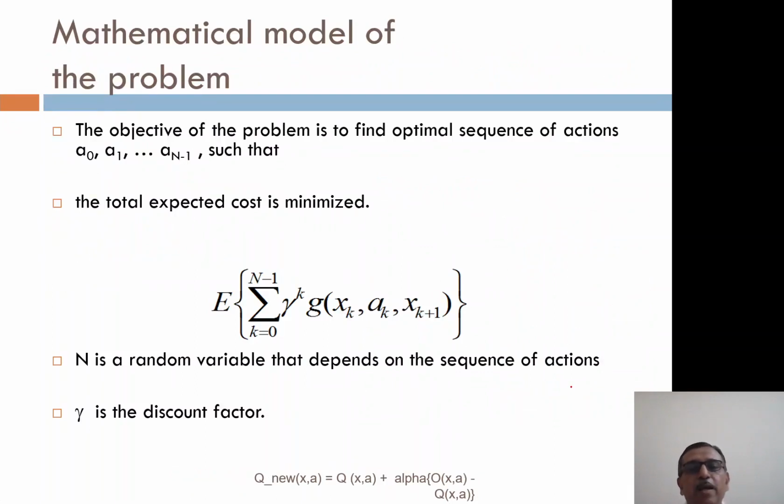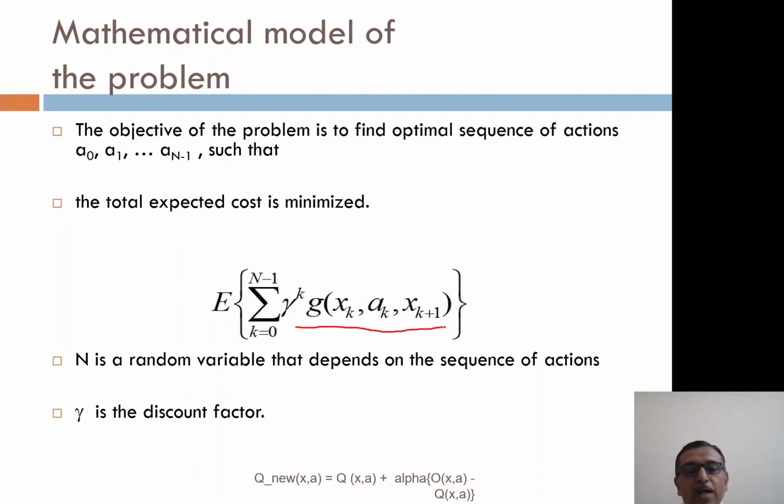So putting it in a mathematical framework, the objective of the problem is to find the optimal sequence of actions A0, A1, etc., An minus 1, such that the total expected cost is minimized. What is the total expected cost? Expectation of sigma gamma raised to k times g(xk, ak, xk plus 1). What is this gamma raised to k?